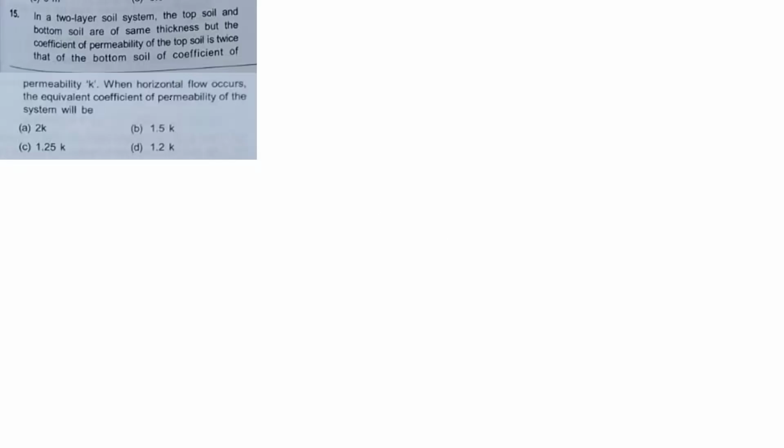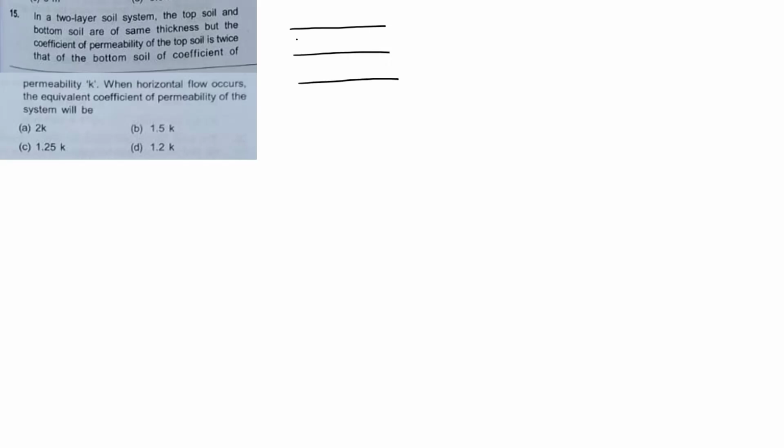So today we will discuss from question number 15. In question number 15, in a two-layer soil system, the top soil and the bottom soil are of the same thickness, but the coefficient of permeability of the top soil is twice that of the bottom soil of coefficient of permeability K. So the soil is in two layers.